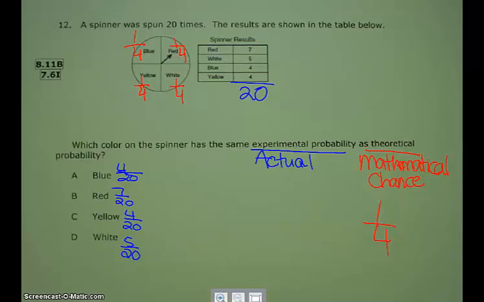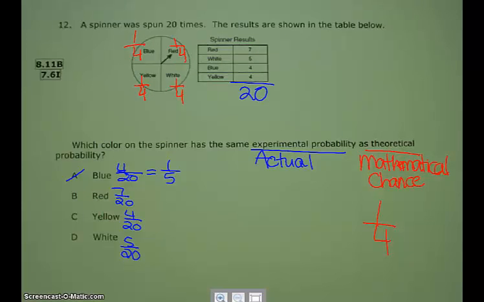Let's look at a couple of ways of trying to figure this out. I could simplify 4/20, make an equivalent fraction. I see that 4 and 20 both have common factors of 4. So if I divide 4 by 4, I get 1. If I divide 20 by 4, I get 5. And 1/5 is not the same as 1/4, so blue is not the answer.